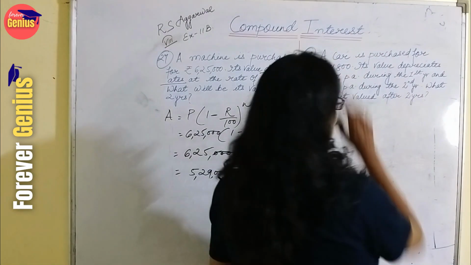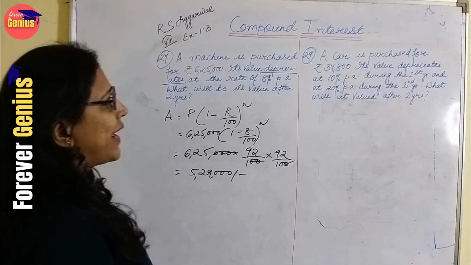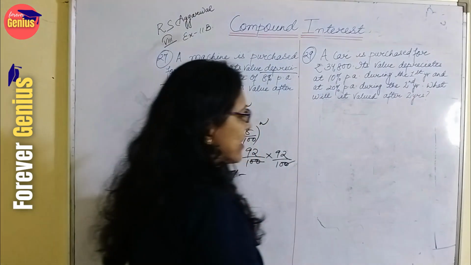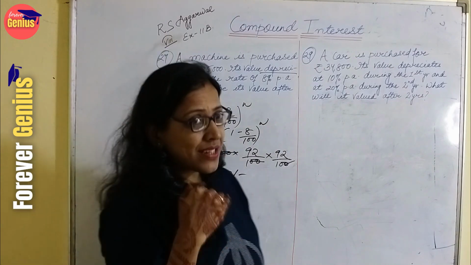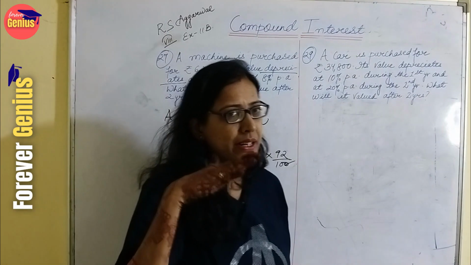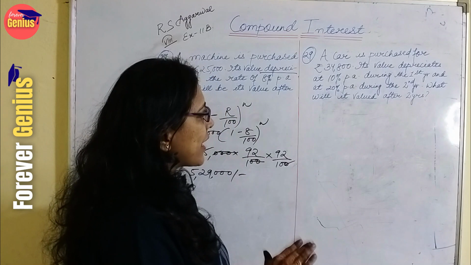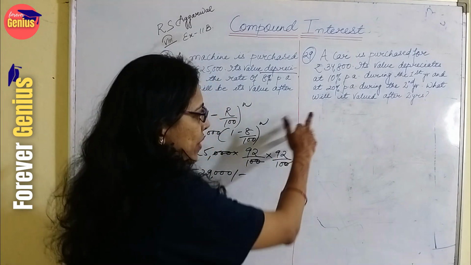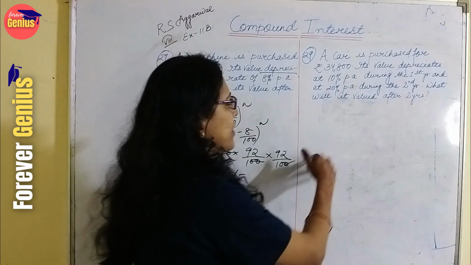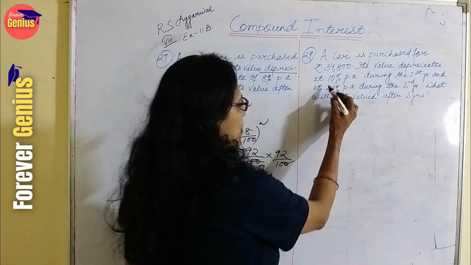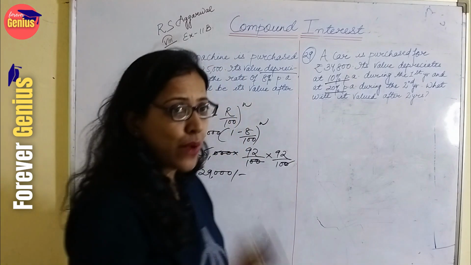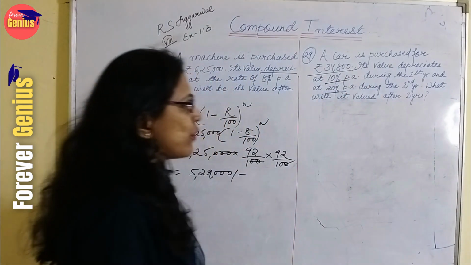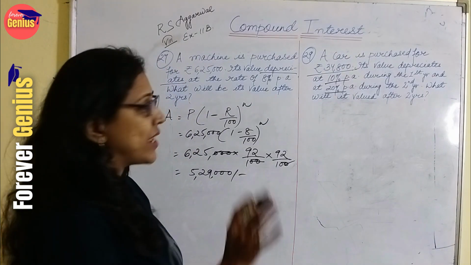A car is purchased for 34,800. Its value depreciates at 10% during the first year. Means in the first year the depreciation rate is low, but in the second year the depreciation rate increases, which is around double, approximately double, as you can see in the question. So in the first year it is 10%, in the second year it is 20%, and the value of the car is 34,800, the purchase value.